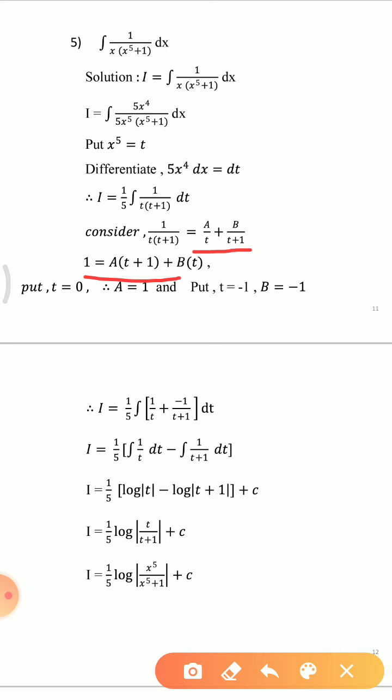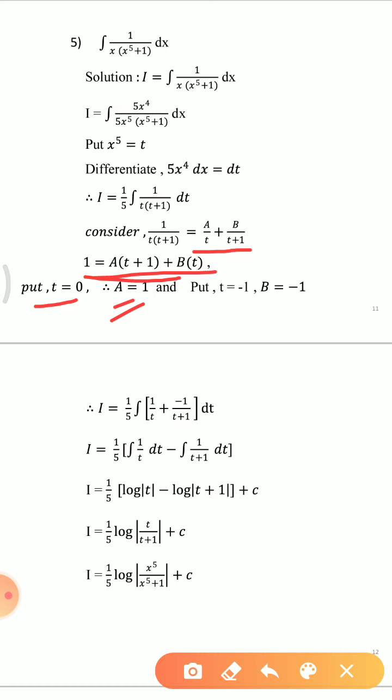Let us see how we have to find the value of a and b here. First, for a, the value of t is equal to 0. Substitute t equal to 0 in this equation, that is 1 is equal to a into (t plus 1), that means 0 plus 1, that is 1, so 1 is equal to a into 1, and b into 0 is 0. That means the value of a is equal to 1 here.